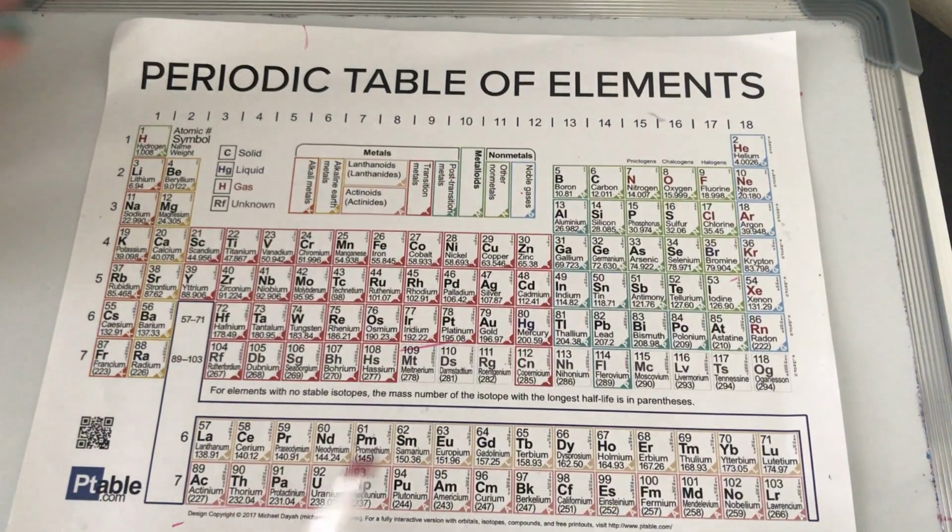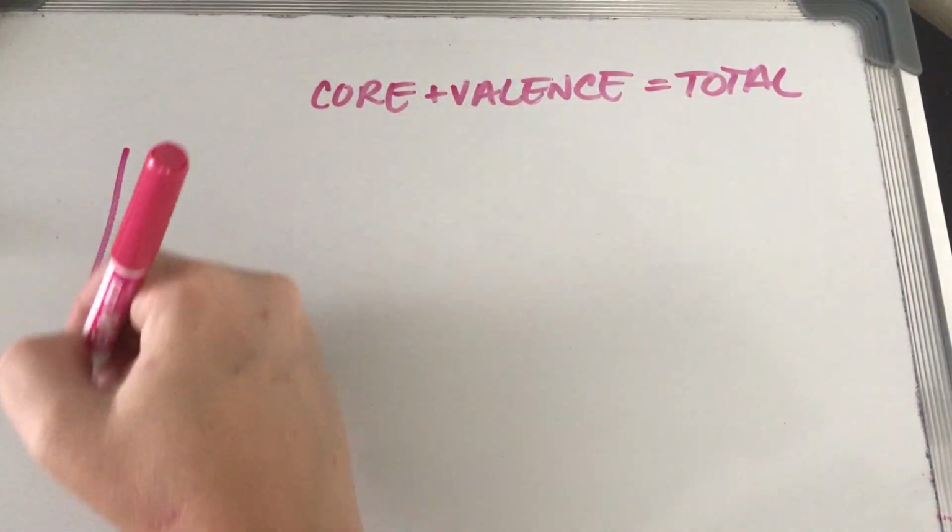So now we want to talk about electron housing. So I'm going to draw a very ugly periodic table.